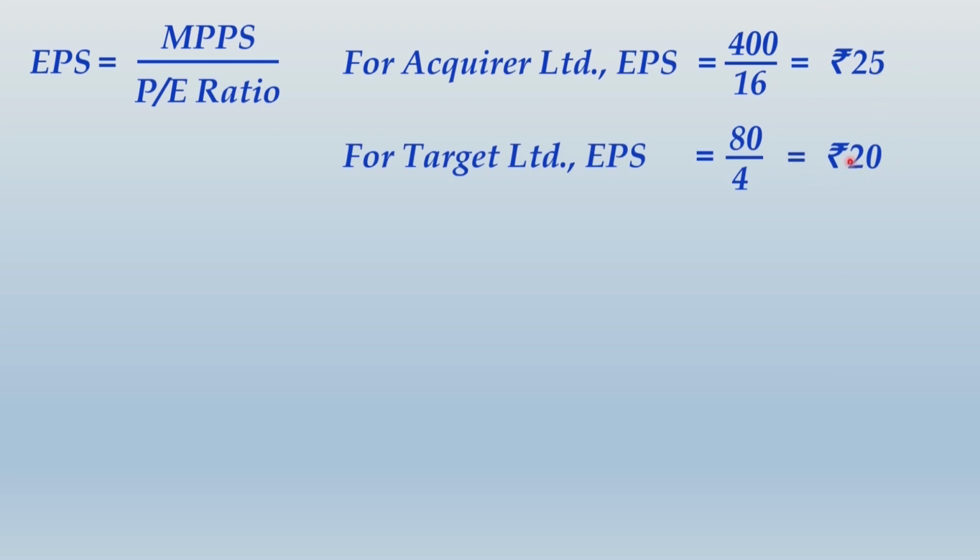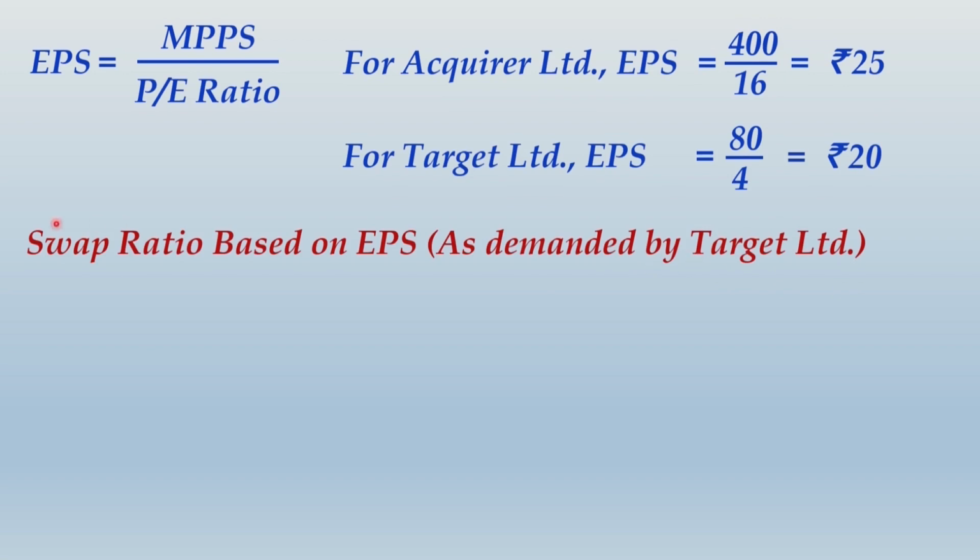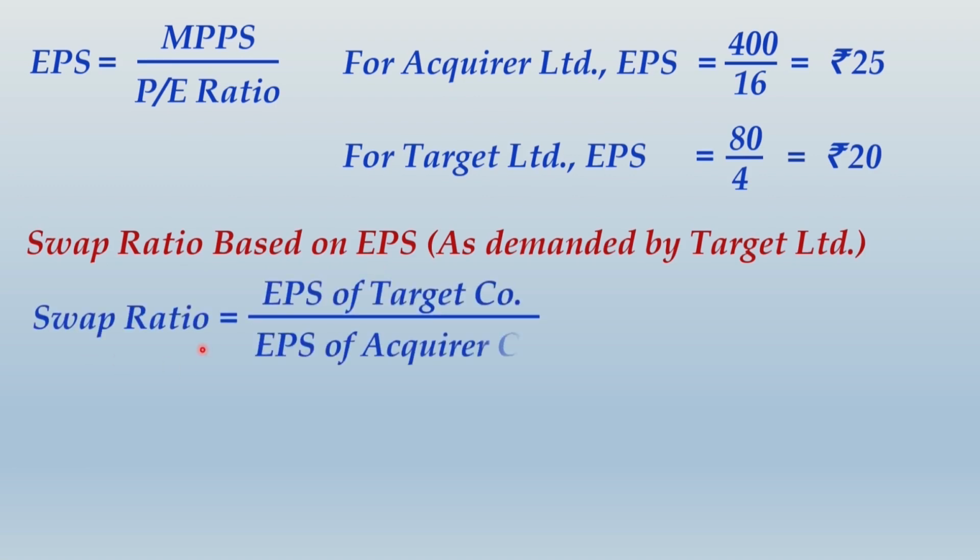Now, if these are the EPS of the two companies, what is the requirement of the target company? Target company has demanded the stock swap on the basis of EPS, and that would mean the swap ratio this time will be EPS of target company divided by EPS of acquirer company. That will be 20 divided by 25, or you may simply say 4 by 5. That means 4 shares of acquirer company shall be issued for every 5 shares held in target company. We have yet to compute the number of shares in this regard, but first write up quickly whatever you find on the screen.